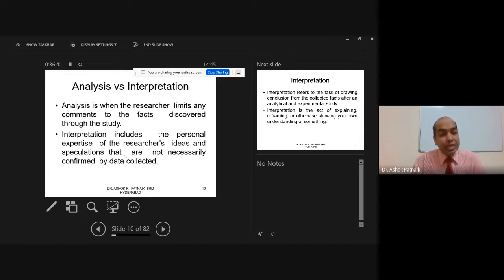But interpretation includes personal expertise, the expert who is working in that field or certain area, or the researcher. He brings in his own ideas and speculations that are not necessarily confined or confirmed by the data collected. So that may relate to the data collected or it may not. He can oppose or support based on his own expertise on this data.